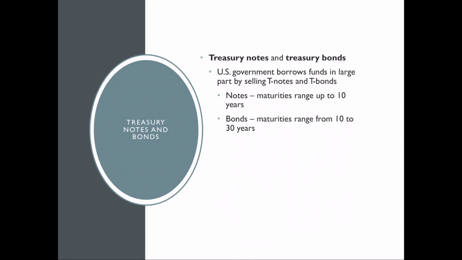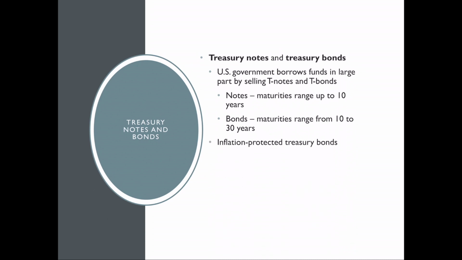The different terms simply refer to their maturities. T-bills were less than 1 year. Treasury notes' maturities range up to 10 years. And then Treasury bonds' maturities range from 10 years to 30 years. So different names based on different maturities. These often trade in denominations of $1,000. They make semi-annual interest payments, which are called coupons.